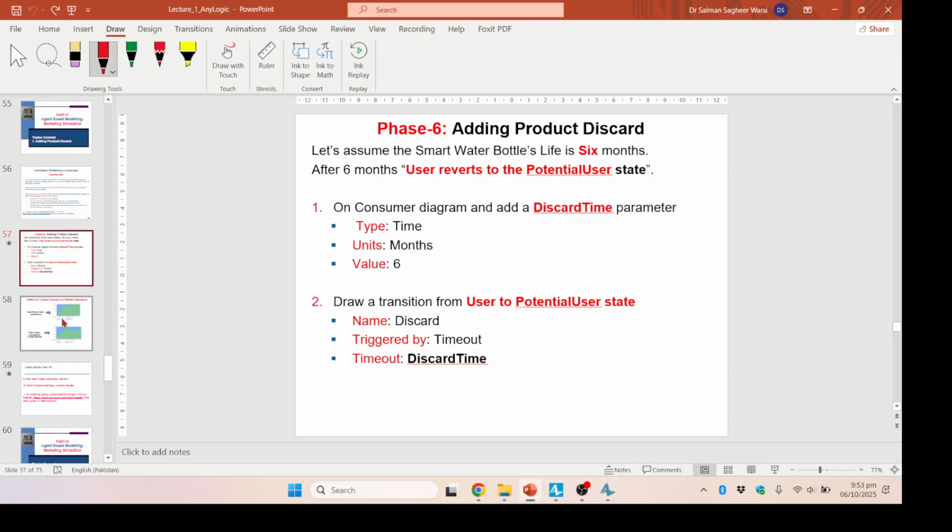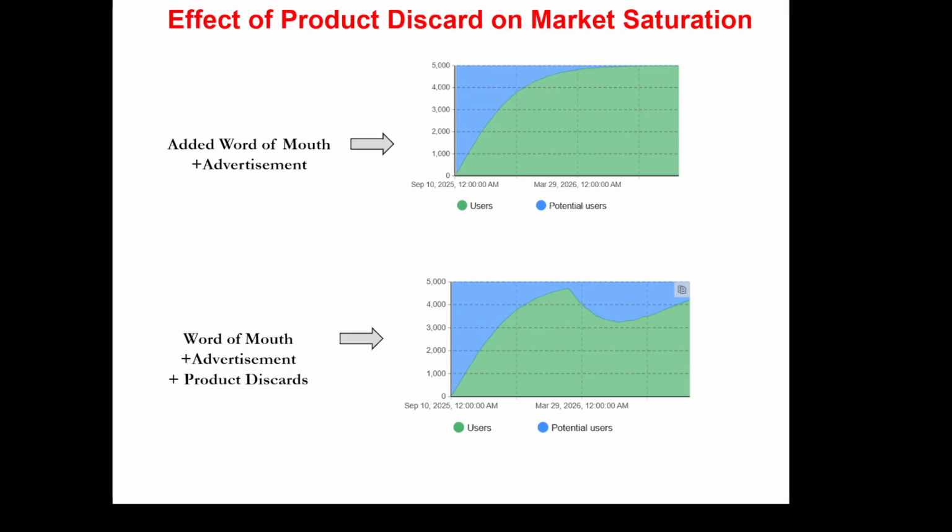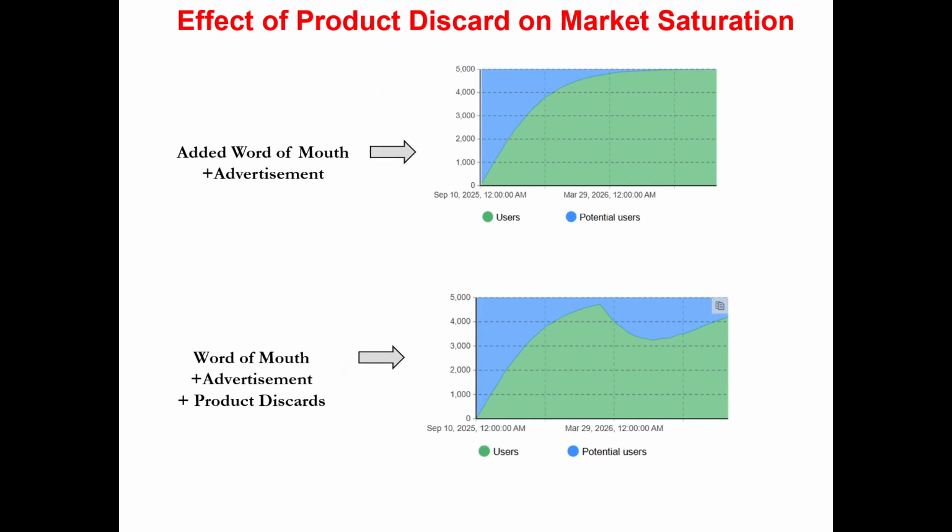So what is the effect of this on our simulation? If you look at the slide, on the top is the graph of the market saturation when we just had word of mouth and advertisement, and below this graph it shows how the product discard affects the product adoption curve.